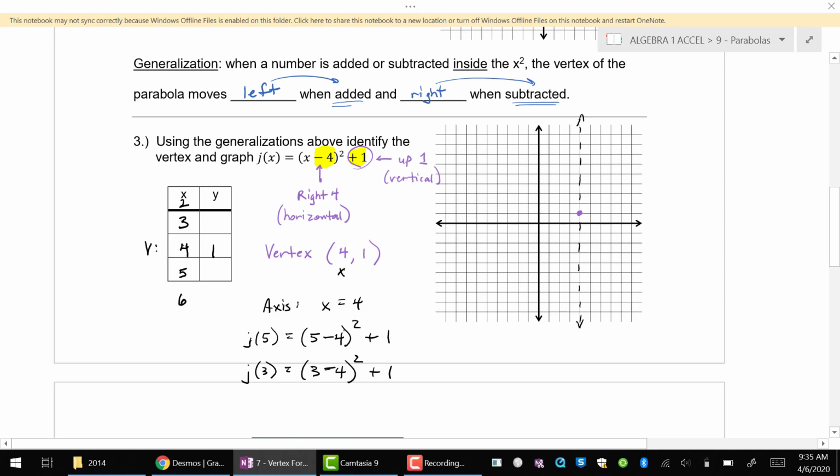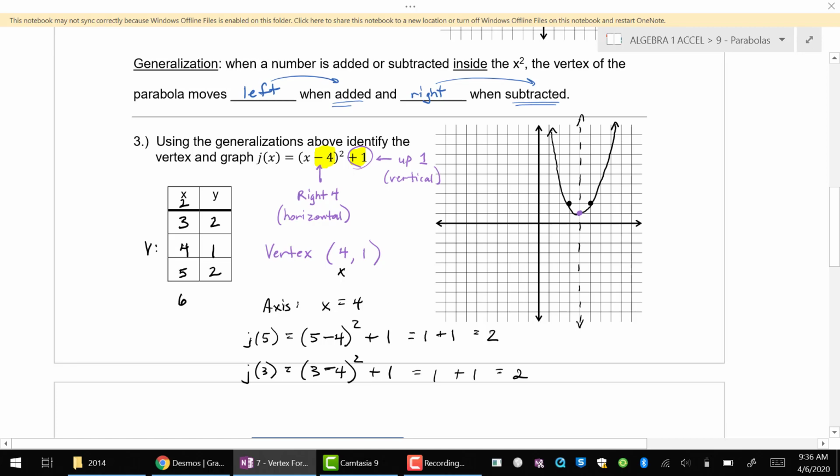Well, I'm going to have 1 squared, which is 1, and then 1 plus 1 is 2. Here I'll have a negative 1 squared, which is still 1, plus 1, which is still 2. So both of these outputs are 2. 3, comma 2, 5, comma 2. And we're starting to see the shape of our parabola take place. There it is.